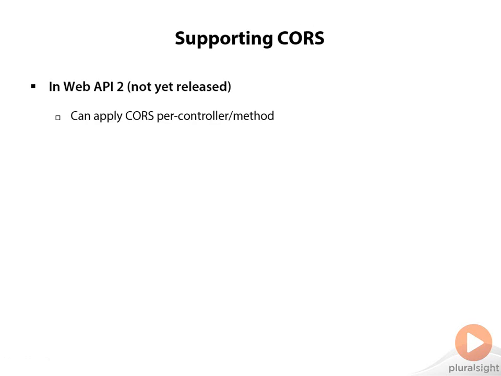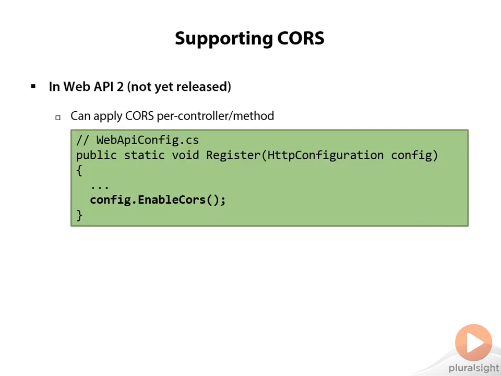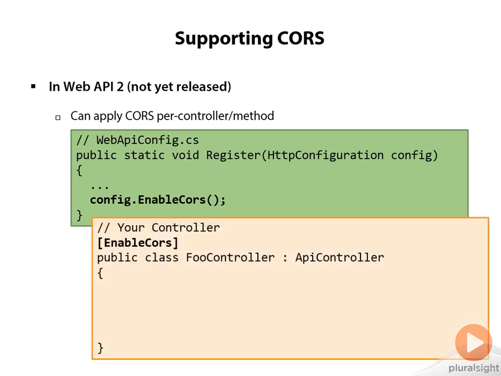We can also apply it per controller or even per method in the same way we supported require HTTPS. In that case, we would still need to call enable CORS, but with no parameters, inside of our configuration. But in our controller, we can add it to the controller itself or even to individual methods if we want that level of granularity. And we can use the disable CORS attribute to turn it off in specific cases. So we can simplify it by saying let's enable it everywhere and then turn it off in a couple places where we don't want the API to be used by anybody but our website.